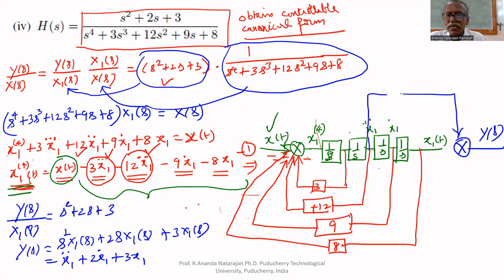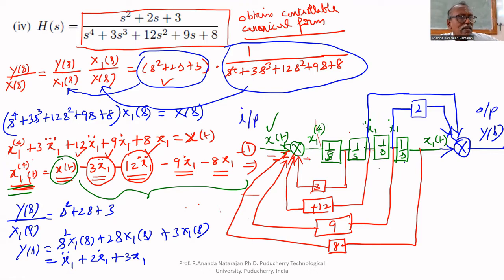Double derivative is taken here. Single derivative: how many times do we have to multiply? Single derivative, 2 times. Multiply by 2 and add with this. Add here 3 times x1. 2 times x1 dot, 1 time x double dot and x1. If you add all together, you will get y of t. This is output. This is input.